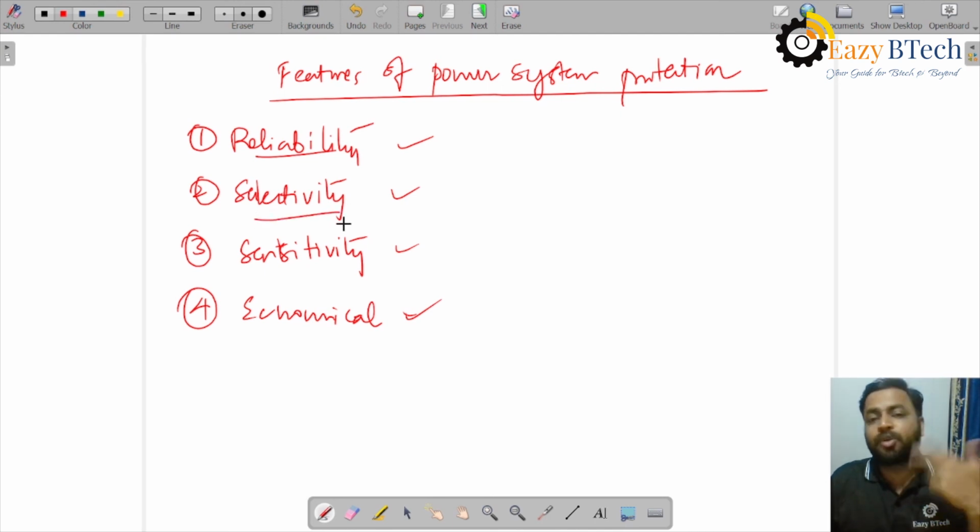Selectivity: they are able to exclusively isolate only the faulty section, and the other part of the power system where there is no fault should not be isolated. Selectivity also means that the protective devices should discriminate between a faulty situation and a transient situation. Sensitivity: protective devices, for example a relay, should pick up or operate when the current in the system just exceeds the pickup value. The fourth and last one is that they should be economical, meaning the cost involved should be very small compared to the overall power system cost. Very small in the sense somewhere around 5%, 6%.